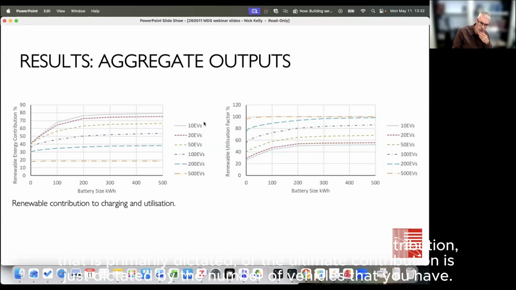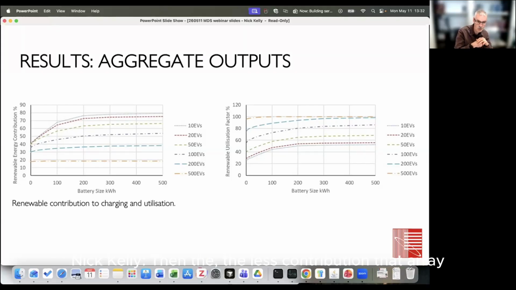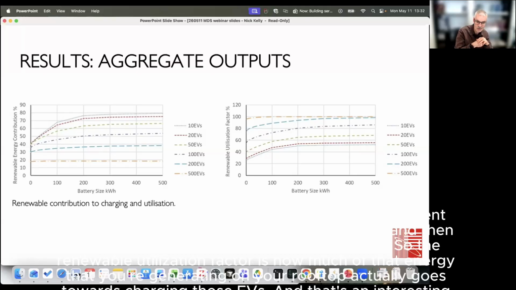And also the renewable energy contribution is primarily dictated by the number of vehicles that you have. With a large number of vehicles, you get very large energy requirements to charge your EVs. And because our rooftop has a fixed area and a fixed array on it, it's a law of diminishing returns. The more vehicles you have, the less contribution that array is going to make.